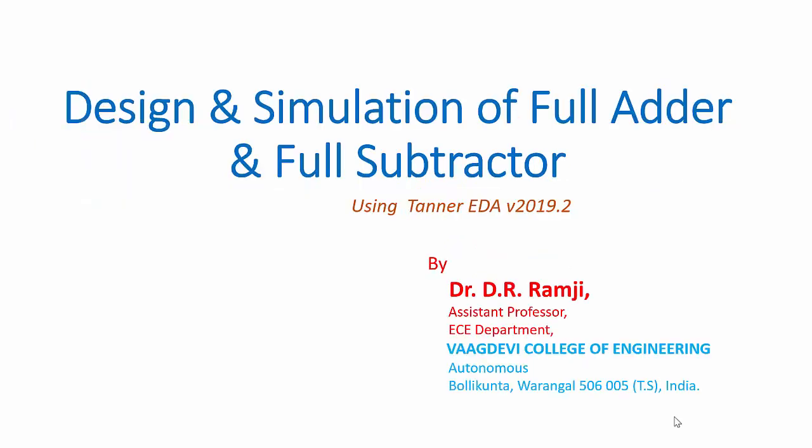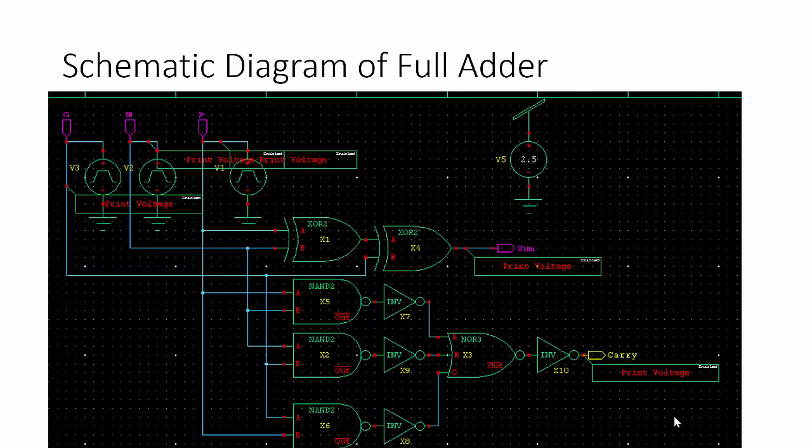In this video, I am going to explain the design and simulation of a full adder and a full subtractor using Tanner EDA version 2019.2. So this is a schematic representation of the full adder we are going to use in this experiment. The full adder contains three inputs, represented as A, B and C. The output is taken as sum as well as carry.